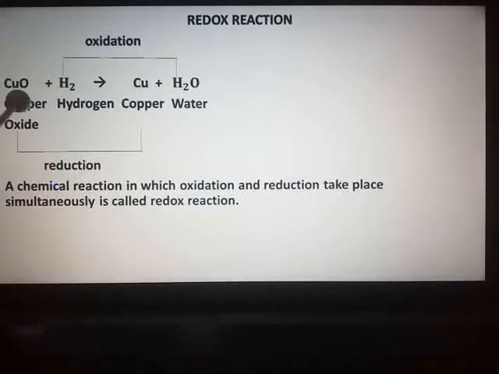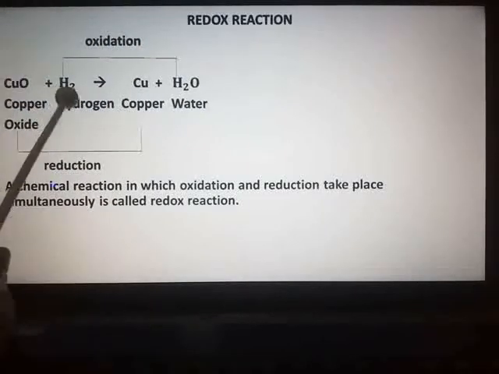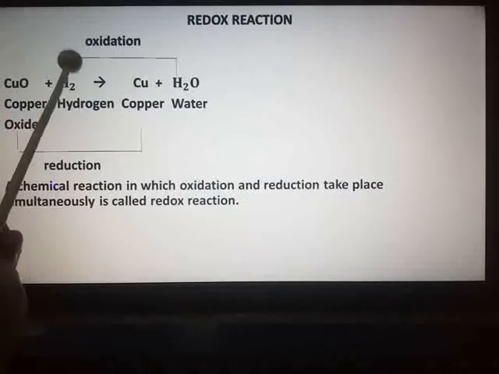So copper oxide, here you can see in this reaction, an oxygen atom is lost by copper oxide. When oxygen is lost, copper oxide forms copper by losing oxygen. So here copper oxide is getting reduced, a reduction reaction is taking place. Whereas this reactant hydrogen takes up this oxygen and forms water. So oxidation of hydrogen is taking place.